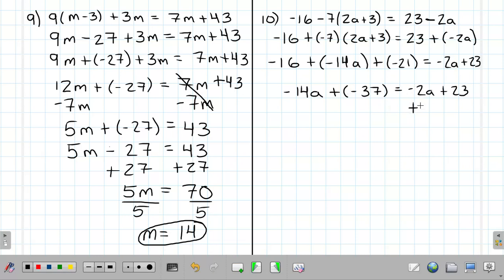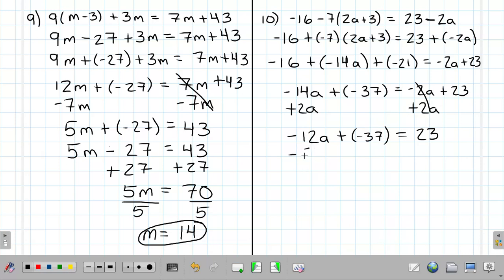So I'm going to add 2a to this side, add 2a to this side, those go away. I'm left with 23. Negative 14a plus 2a is negative 12a. We still have the plus negative 37. So we're dealing with some bigger numbers here, but same kind of thing.